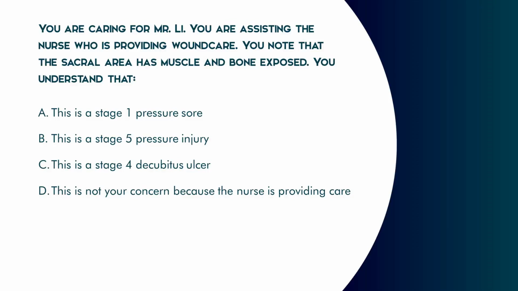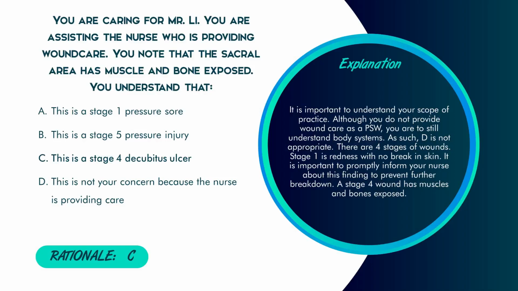Next question. You are caring for Mr. Lee. You are assisting the nurse who was providing wound care. You note that the sacral area has muscle and bone exposed. You understand that A, this is a stage 1 pressure sore. B, this is a stage 5 pressure injury. C, this is a stage 4 decubitus ulcer. And D, this is not your concern because the nurse is providing care. The correct answer is C. This is a stage 4 decubitus ulcer.